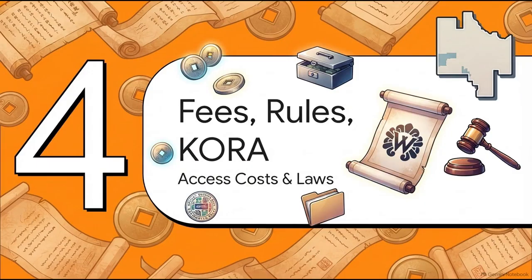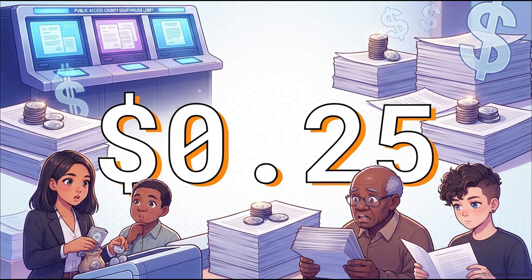Section 4. Fees, Rules, and CORA. Now, while walking into the courthouse lobby and viewing files on a public terminal is completely free, making copies? Yeah, that is certainly not. Standard paper copies are just 25 cents a page. I know, that sounds super cheap, but if you're pulling a massive, multi-volume civil litigation file, those quarters are going to turn into big dollars really, really fast.